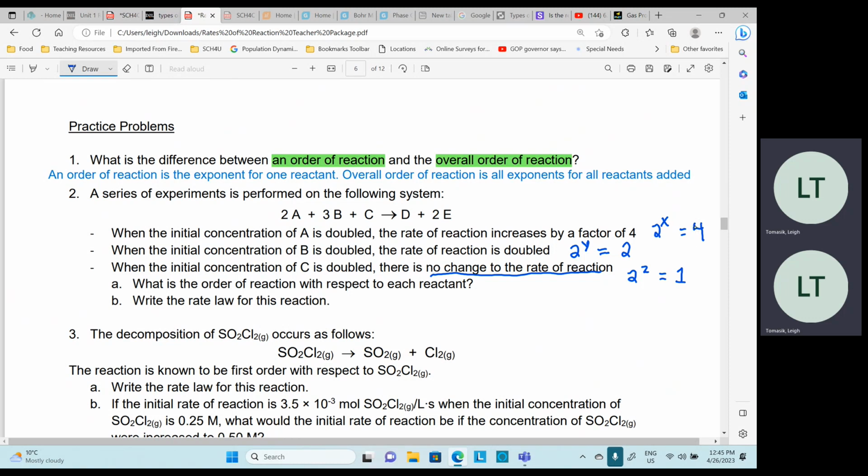2 squared, right? So what is the order of the reaction? Okay, so for A, it's 2, right? Because 2 squared gives me 4. For B, it's 1, because 2 to the power of 1 gives me 2. And for C, it's actually 0, right? So 2 to 0 gives me 1. 2 to the power of 0 gives me 1.